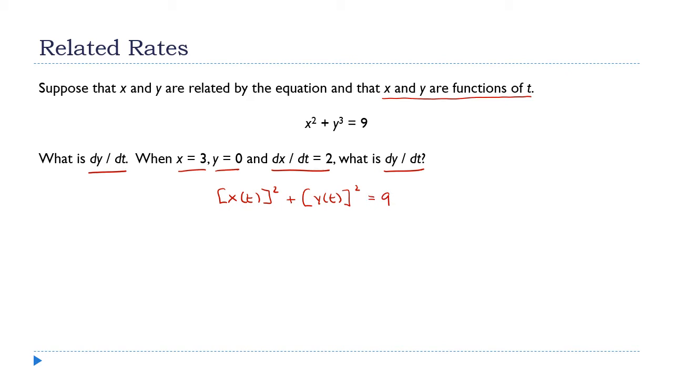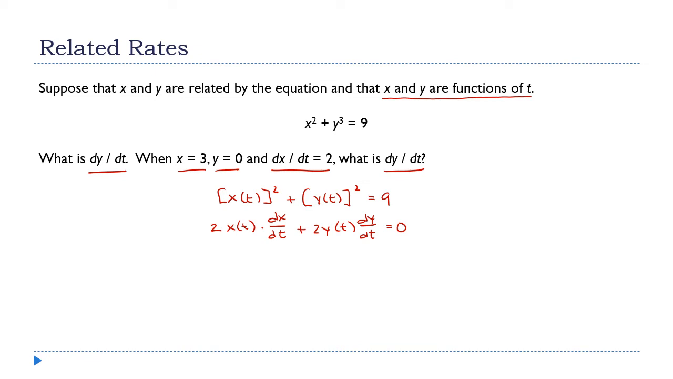Okay, differentiate. It's going to be the chain rule on both parts. So this first part is going to be 2x(t) times the derivative of the inside, that's dx/dt. Plus, it's really going to be the same thing here, 2y(t) dy/dt equals 0. The derivative of a constant with respect to anything is 0.